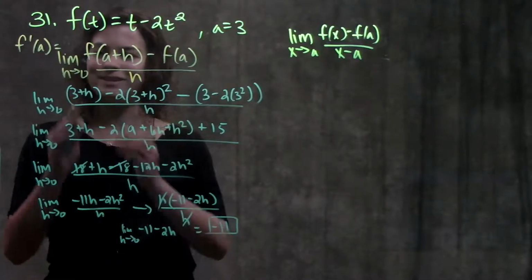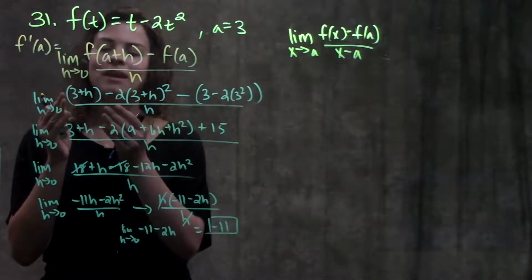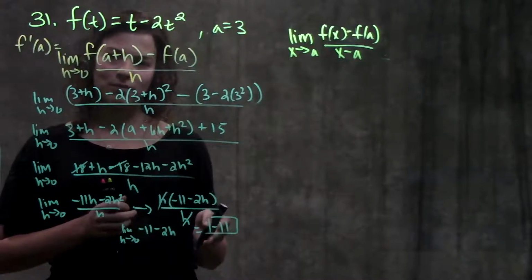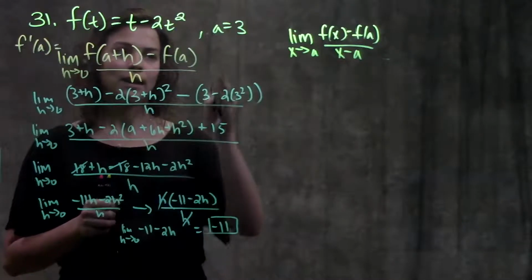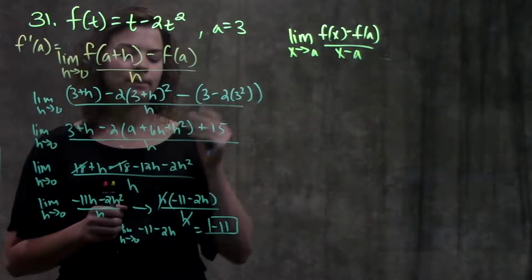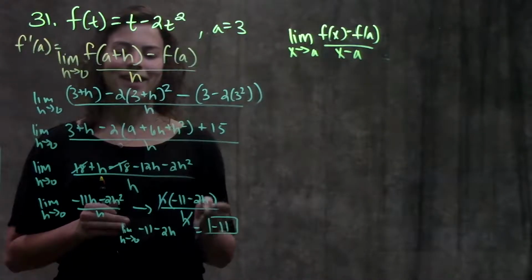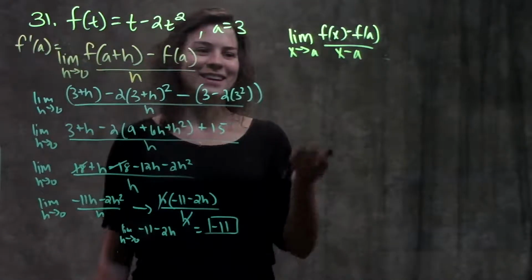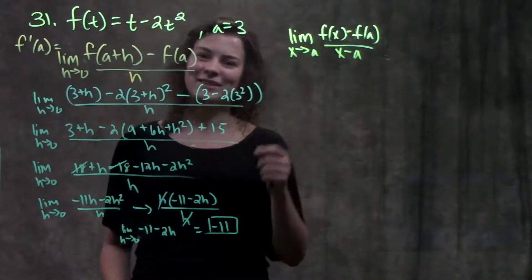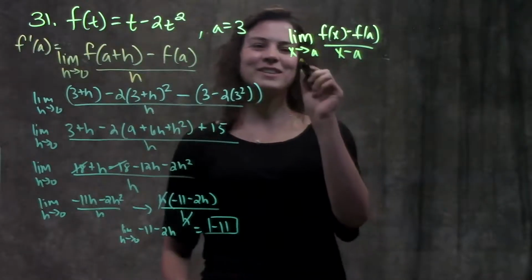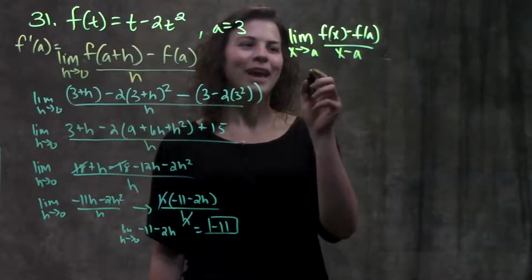Okay, so using this limit definition of the derivative, I was able to determine that the derivative, or the slope of the tangent line at this point, a equals 3, is negative 11. Alright, that was just step 1. We're going to do step 1 again with the other limit definition. Alright, so this is the limit as x approaches a.